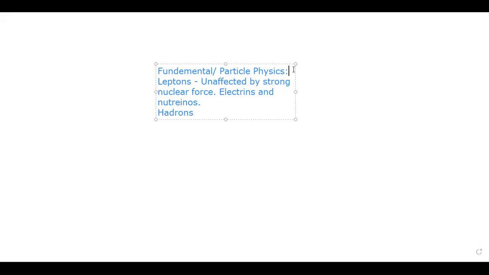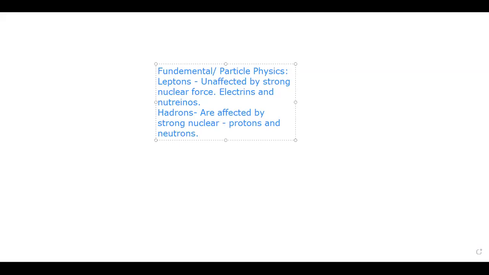Hadrons, on the other hand, are particles that are affected by the strong nuclear force. Examples are protons and neutrons.